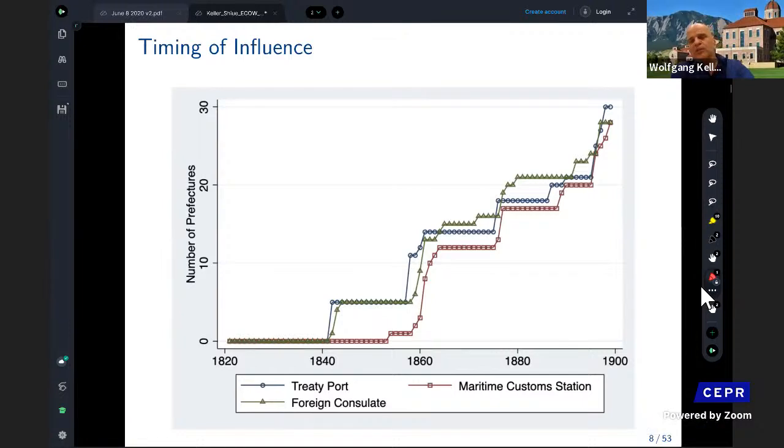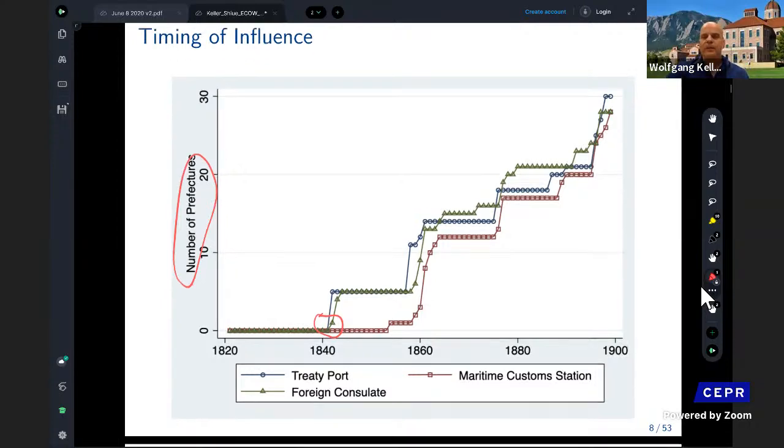So here's the timing of the influence. This is the number of Chinese regions, which are called prefectures in our case, that are touched in a way by a treaty port, one of these customs stations or foreign consulates. You see that they start in 1842. This is when the first Opium War concluded, but then that proceeded, as we see here, in a bunch of so-called waves, and our estimation is going to try to account for that.